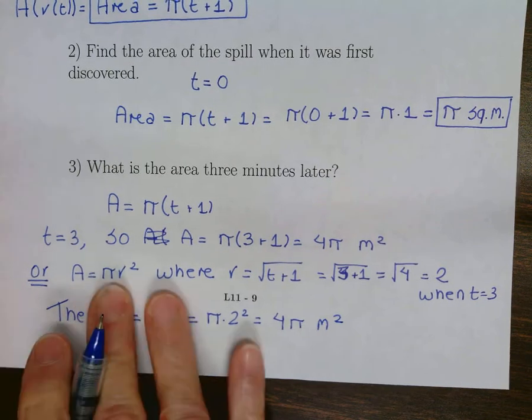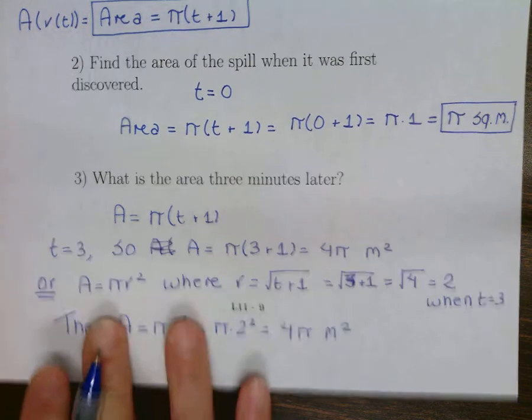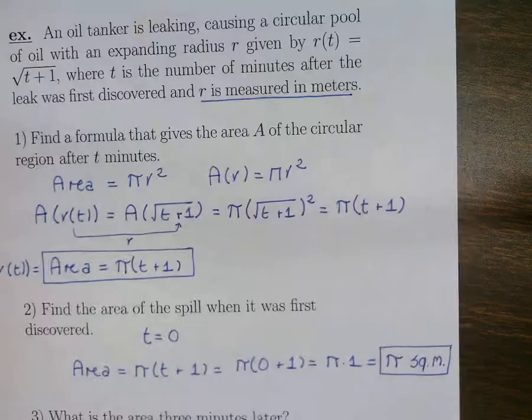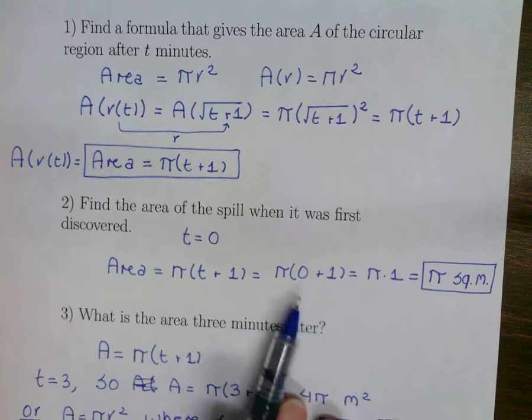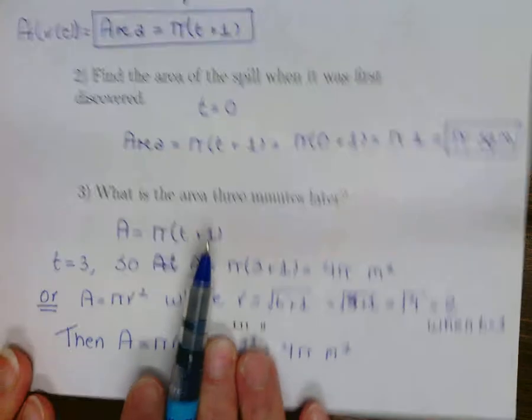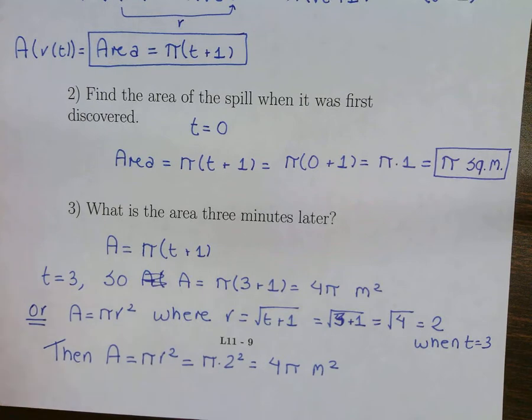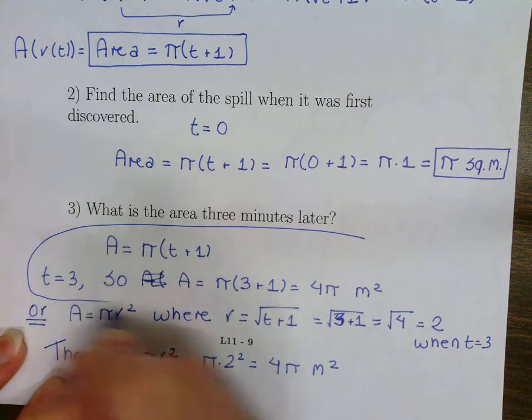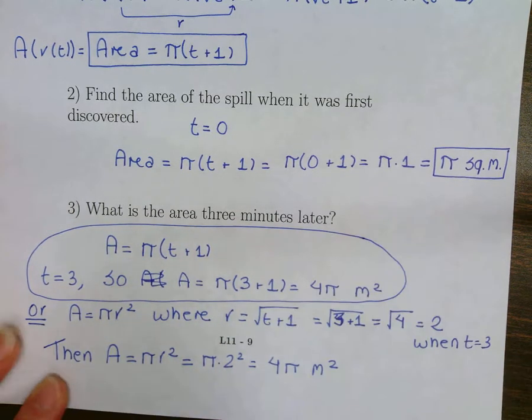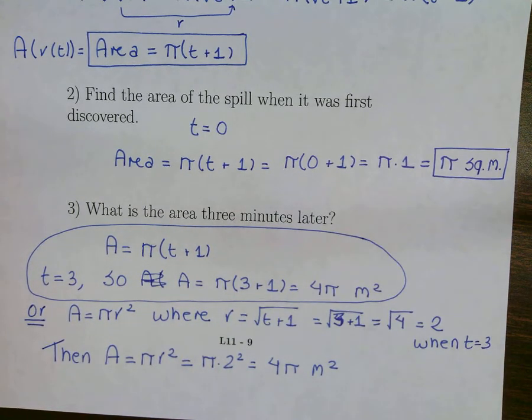So you've got two options here. You can go back and use the individual functions and have r and t as separate variables, or you can do the composition and have area strictly in terms of t, and then apply it that way. And you see that you get the same result either way. Okay, function composition. That's great.